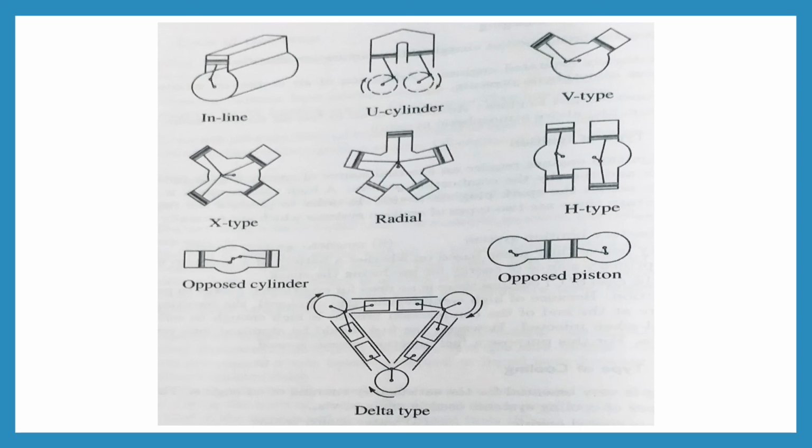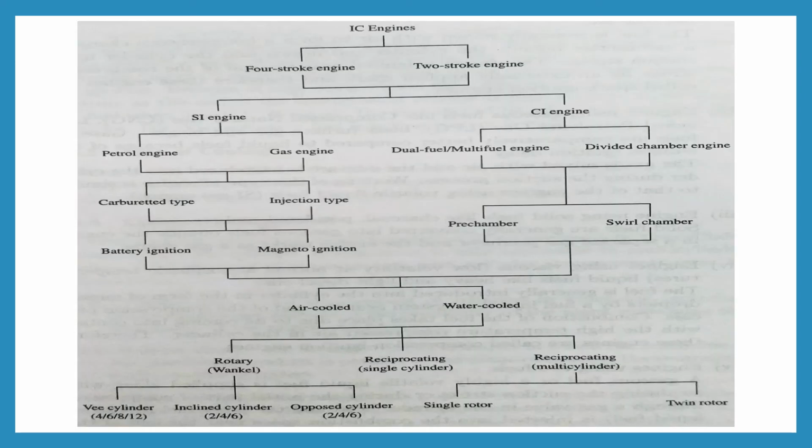Next is the delta type. The delta type is essentially a combination of three opposed piston engines with three crankshafts, interlinked to one another. So these are the cylinder arrangements. Engines are classified according to the cylinder arrangement.